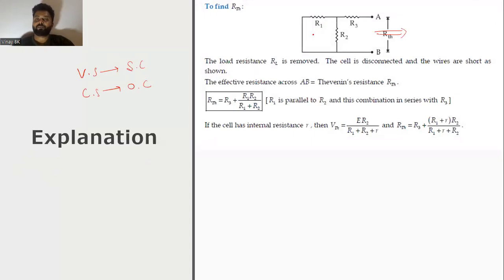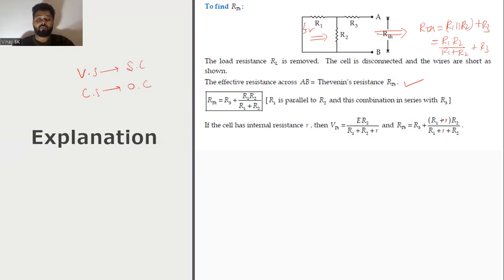So that you can observe this diagram. Then you can easily find the value of RTH, that is nothing but R1 and R2 which are connected in parallel, and this combination is in series with R3. So that you can write R1 R2 divided by R1 plus R2, plus R3. Okay, so this is your RTH. Suppose if the voltage source has an internal resistance, it will be having a small resistor R, you can add R instead of R1. Okay, it is very simple now.